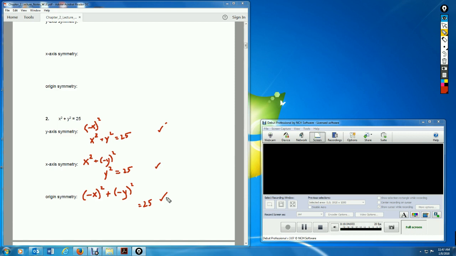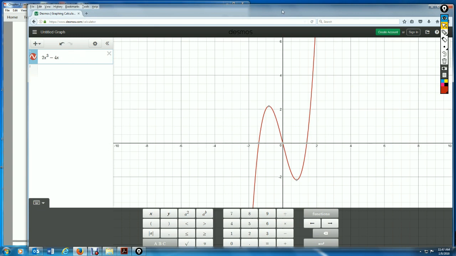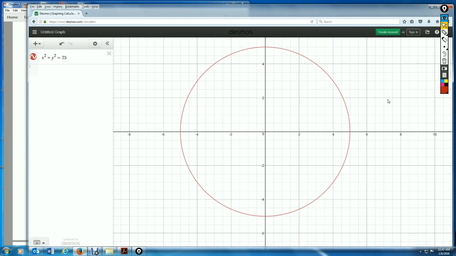Okay, so let me pull the grapher back up and we'll plot that one. x squared plus y squared equals 25. Let's just clear this. x squared plus y squared equals 25. So you can see it's a circle, and that's what we're going to talk about next. And no matter which way you fold it, x-axis, y-axis, or if you do the over and up and back and down, you can see that it is symmetric with respect to all three of those. However, it is not either an even or odd function because, again, it's not a function at all because it fails the vertical line test.